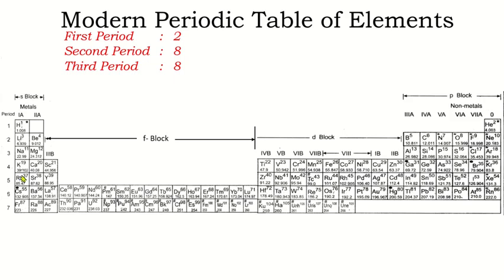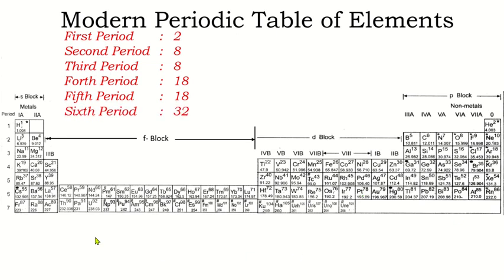How many elements are there? 1, 2, 3, 4, 5, 6, 7, 8, 9, 10, 11, 12, 13, 14, 15, 16, 17, 18 elements are present in the fourth period. And in the fifth period, how many? The fifth period also contains 18, but in the sixth period the lanthanides are also included, including 14 lanthanides. Altogether we have 32 elements in the sixth period. But in the seventh period we cannot say it is complete, so the seventh period is incomplete. This way we can understand very easily.